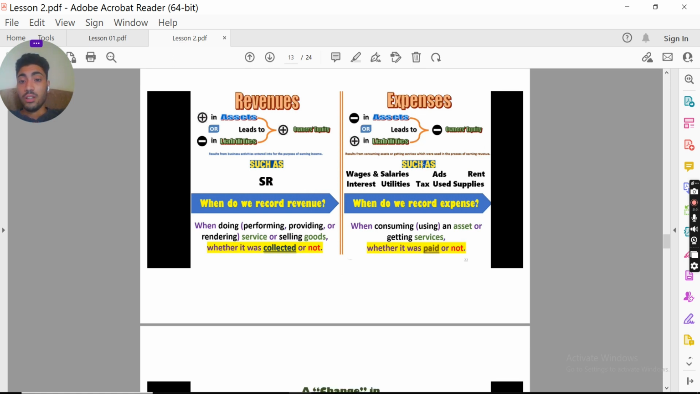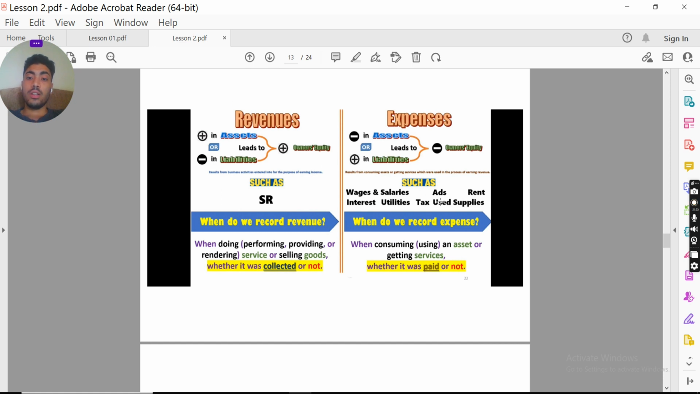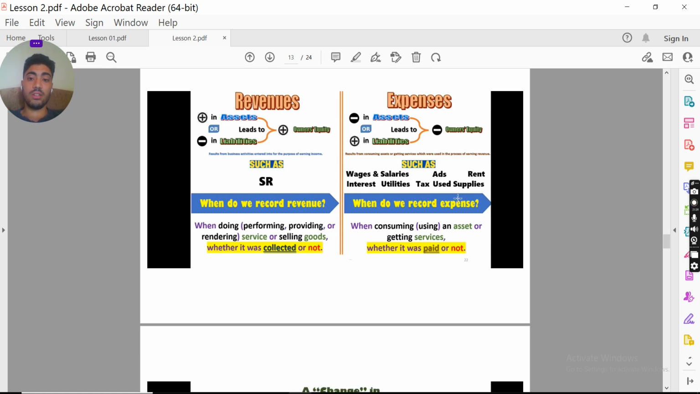Expenses examples are such as wages and salaries, advertisements, renting. We pay for the rent, we pay for advertisement, interest, like we took a loan and we need to pay the loan plus the interest rate, utilities, taxes, used supplies. We are going to talk about used supplies in detail in the next slides. When do we record expenses? It's the same as revenues. Whenever you do expenses, when consuming or using an asset or getting services, whether it was paid or not.